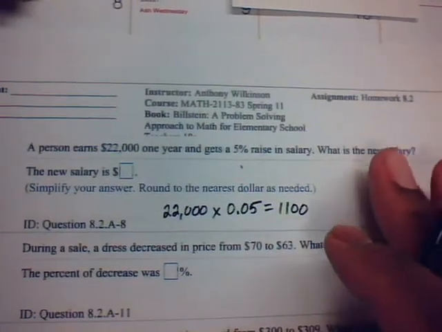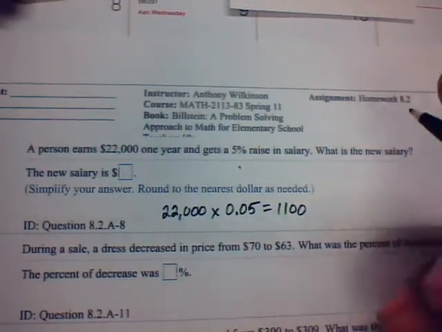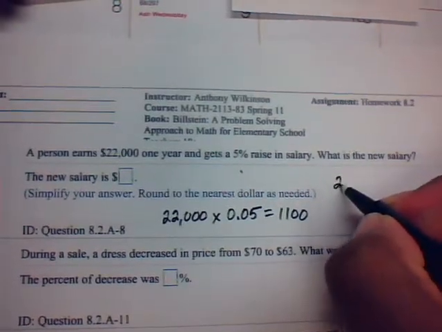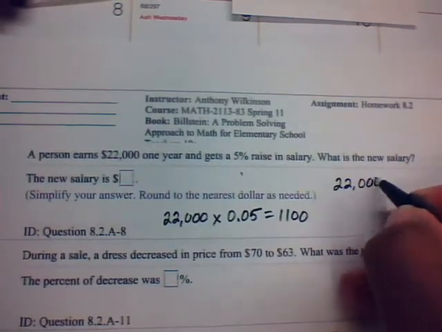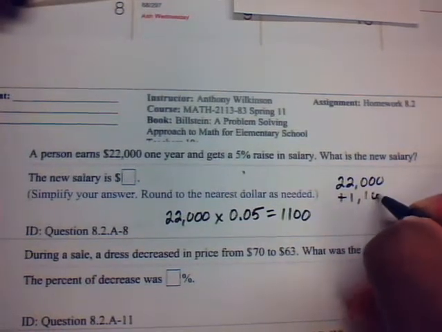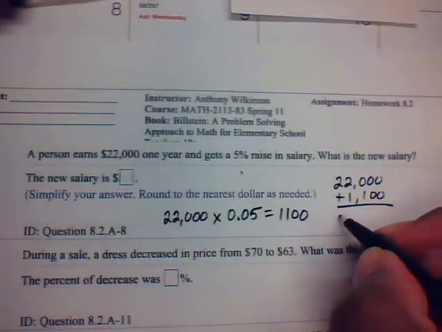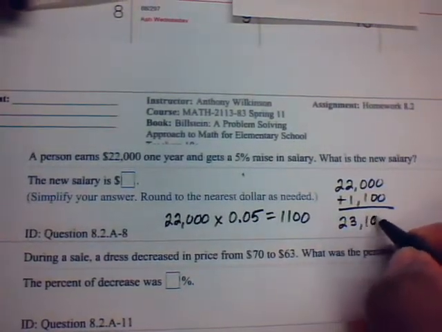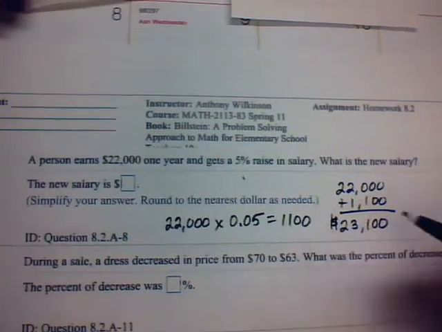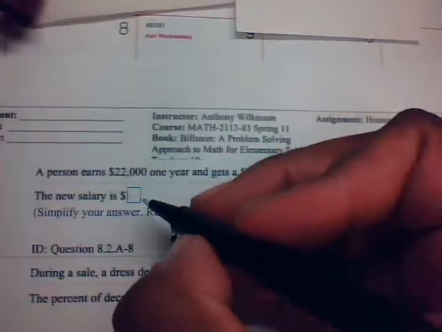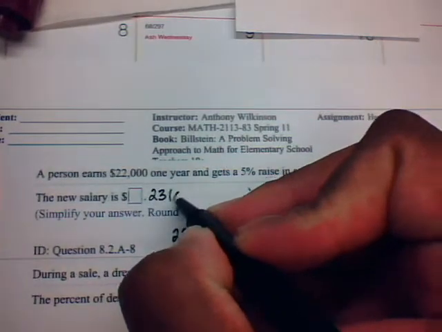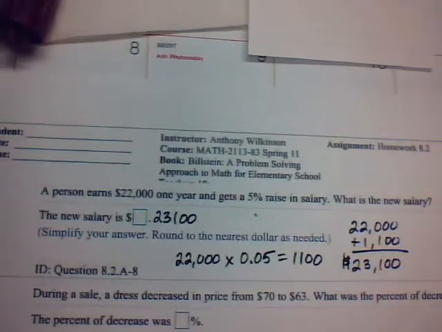But we want to find out what the new salary is going to be. So we'll add that 1,100 to the 22,000, and you'll get $23,100. That's his new salary.